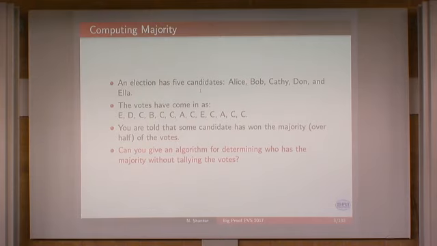Let's start with a simple problem. You have 5 candidates for an election, and the votes come in as follows: E, D, C, B, C, C, A, C, and so on. You're told that some candidate in this does have a majority, which means some candidate has more than half the votes. Can you give an algorithm for determining who has the majority without actually tallying the votes for each candidate? I don't want you to count the votes for each candidate and say who has the majority. So how would you do that?